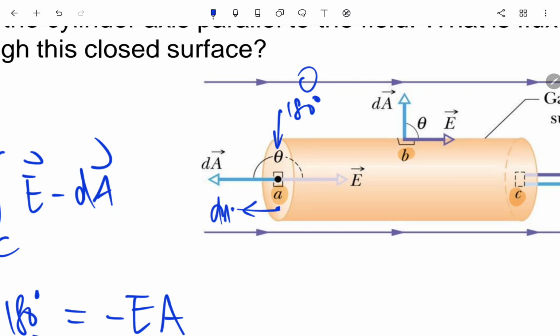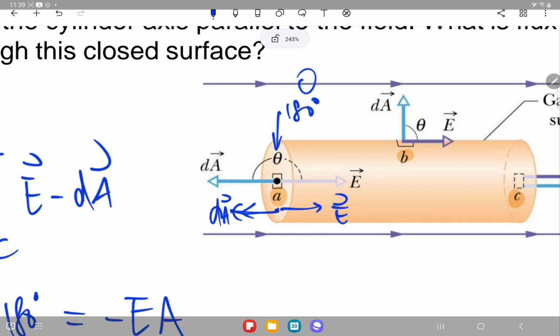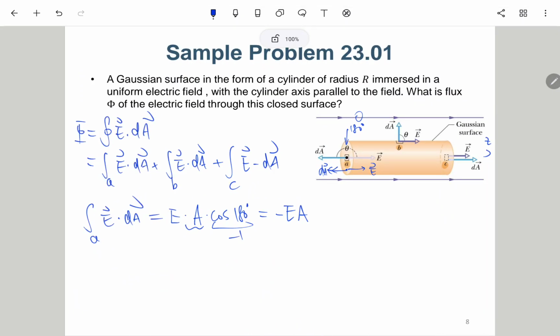For this point it is something like this, and for another point it is also dA and the E field, something like this. So it is like integrating a constant, and integrating a constant turns out to be a multiplication. It is like integrating 3 dx from 0 to 4. You take the 3 out, and then dx from 0 to 4 is nothing but a 4, so it turns out to be 3 times 4.